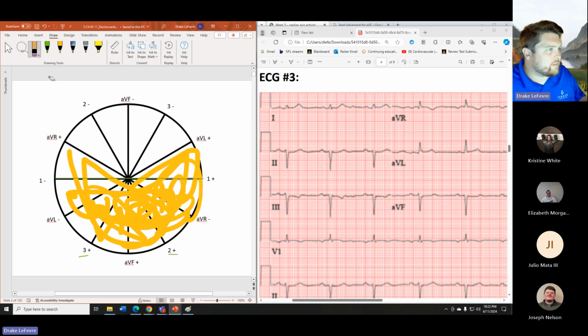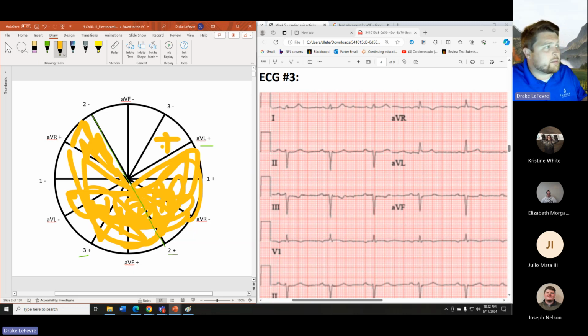Elizabeth, which one do you want to do next? AVL. So here's our AVL. We find the line that's perpendicular to it right there. Is AVL positive or is AVL negative? So this is the positive side, that's the negative side. Positive, so we get rid of the negative.